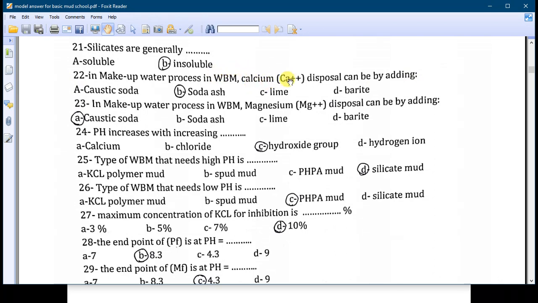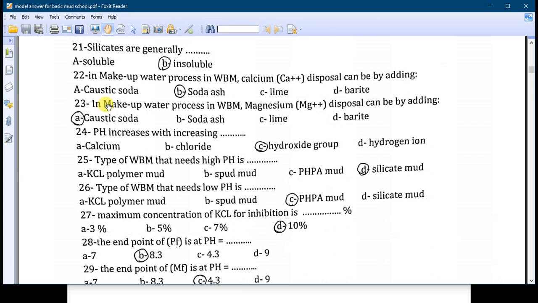As I told you, the calcium is cationic and it is divalent, so Ca2+. In order to get rid of this calcium, we need to add something which gives minus 2, okay? What gives minus 2 is the carbonates, CO3 2-. So what is the chemical which contains the carbonates? Actually, it is the soda ash, which is Na2CO3. So number 22 is to get rid of the calcium by adding the soda ash.